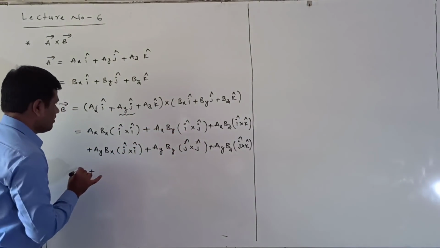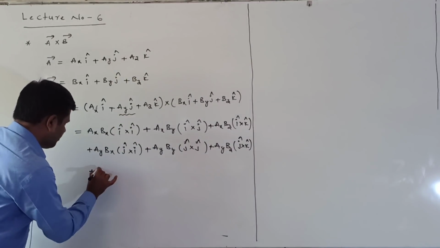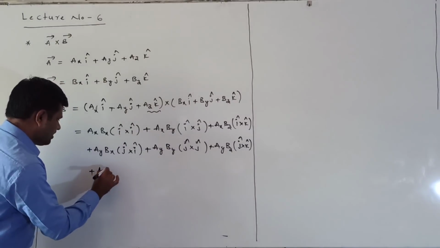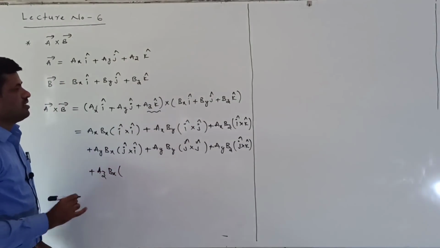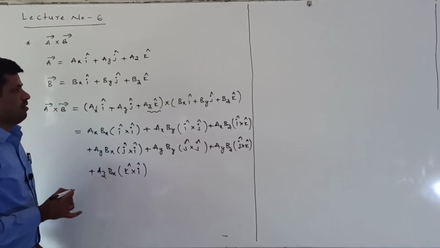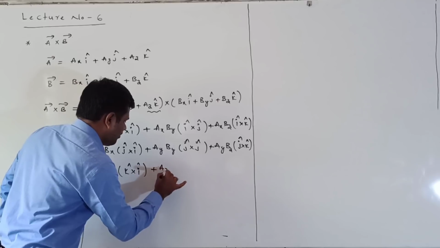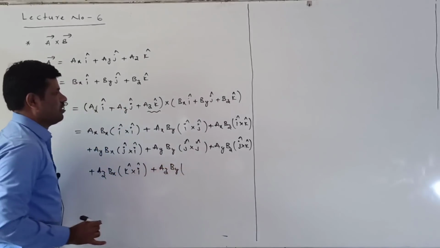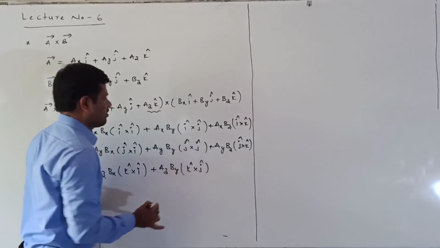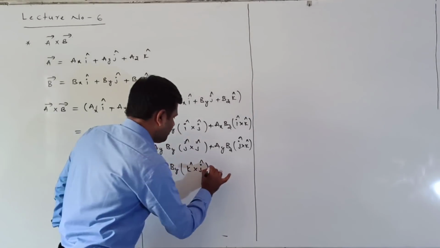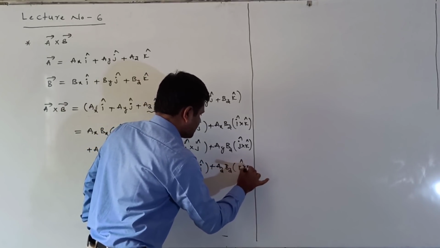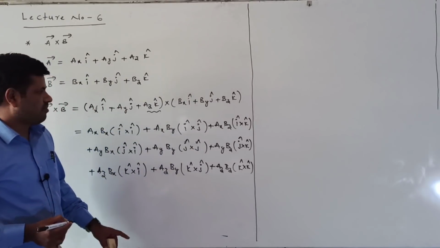Next we come to the term az bx into k cap cross i cap, next az by into k cap cross j cap, next az bz into k cap cross k cap.